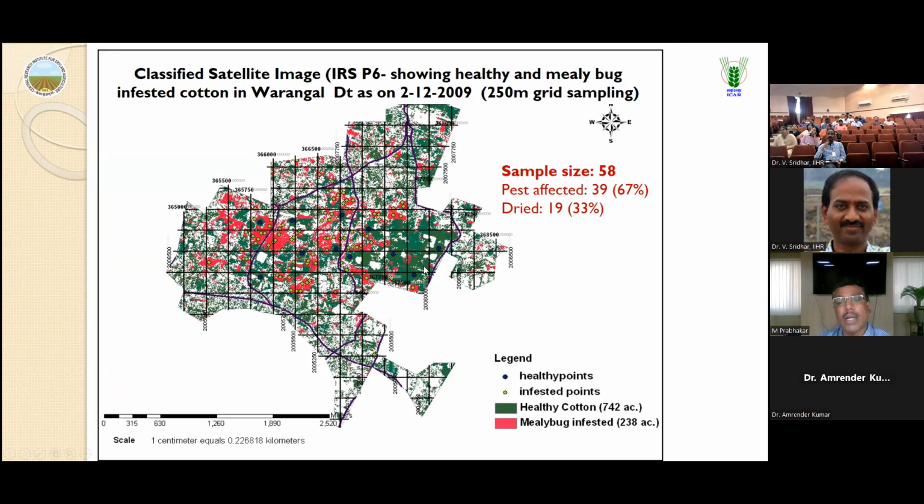The green colored patches are the healthy ones. So with one satellite image of 2nd December 2009, the entire village damage of mealybug could be assessed. And then in terms of acres, around 230 acres is mealybug affected, and the rest are all healthy. This is how with one image we can assess the damage in the entire village.